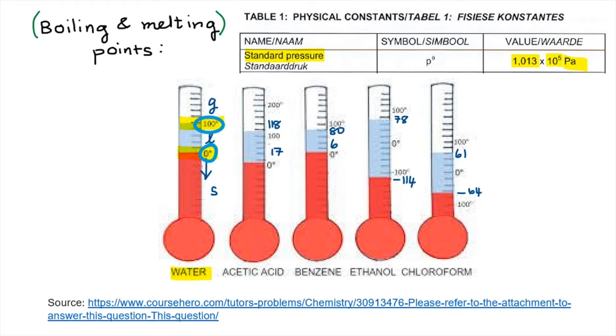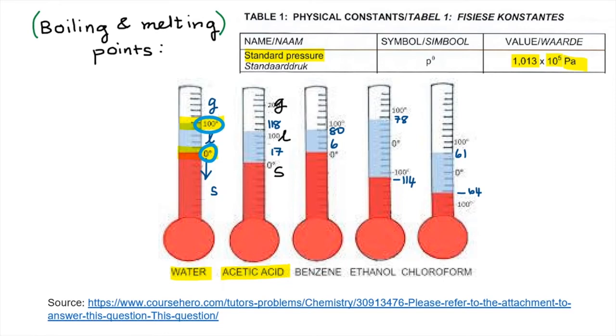If we compare the different boiling and melting points of different substances, we see that they are different. For example, acetic acid has a melting point that is higher than that of water. When acetic acid is at a temperature of about 16 degrees Celsius, it will still be a solid. But when it is at a temperature between 17 and 118 degrees Celsius, then it will be a liquid. If the temperature is higher than 118 degrees, then the pure acetic acid will be in the gaseous state.